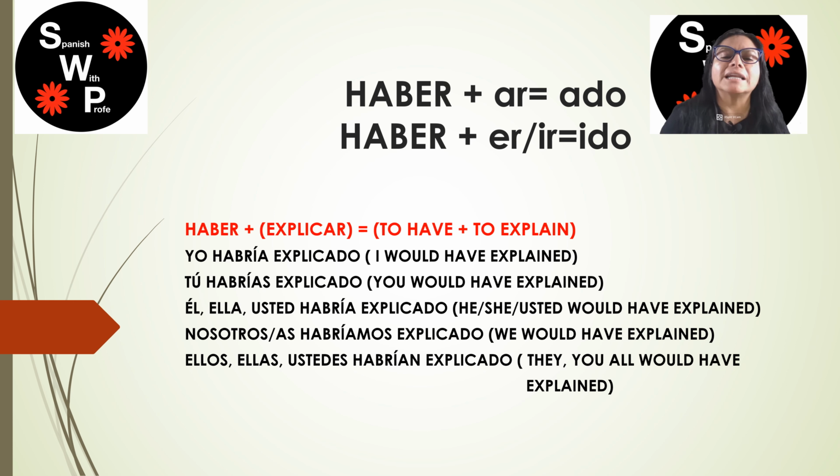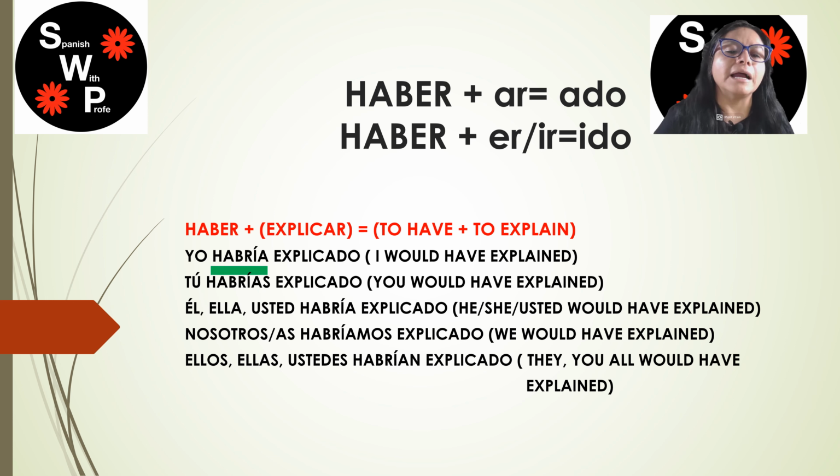And just like in English, explicar is also regular in Spanish. Yo habría explicado, tú habrías explicado, él habría explicado, ella habría explicado, usted habría explicado, nosotros habríamos explicado, nosotras habríamos explicado. Remember that in Spanish, nosotros can mean 99 women plus one man becomes nosotros. Or nosotros is 50-50, 50 women, 50 men. But if it's just all women, girls, it will be nosotras. Okay, pero muy bien. Ellos habrían explicado, ellas habrían explicado, ustedes habrían explicado.